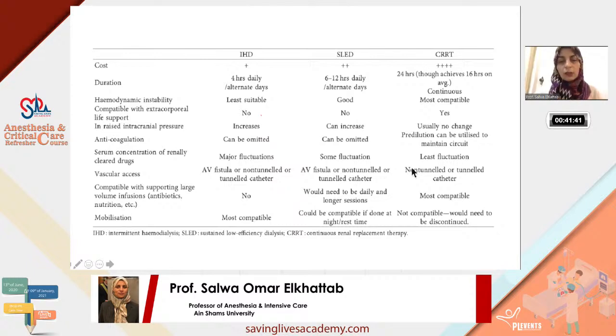Anticoagulation can be used for all or omitted in certain situations. The efficacy of dialysis in removing metabolites is the highest for intermittent and the least for continuous. It takes time to get the benefit. Mobilization, of course, is much better with intermittent, while in continuous the patient will be bed bound in the critical care area.